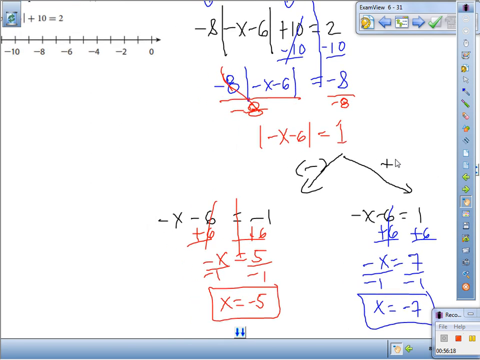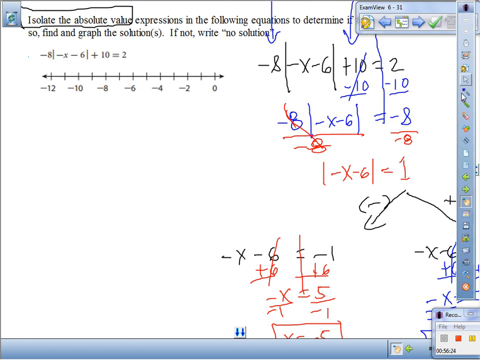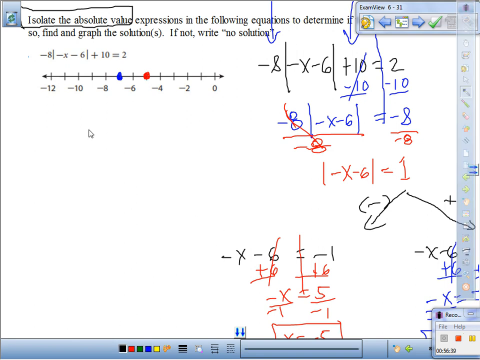So, let's plot our points. Were we able to solve it? Yes. -5 and -7. So let me plot those. -5 is right there, and -7 is right there. Do we need to highlight? No, it's not an inequality. We just plot the points. However, solution set, -7, comma, -5.